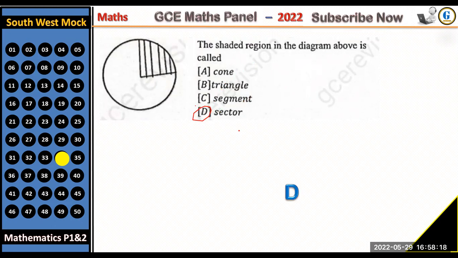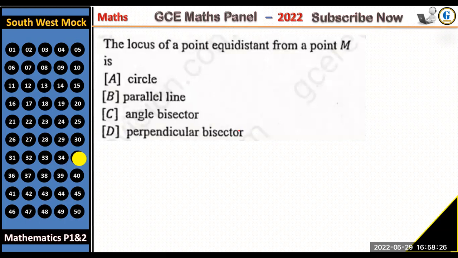Question 35. The locus of a point equidistant from a point M is, so the locus of any point that is equidistant from any other point M is a circle. That's the locus of a circle. A locus is just a set of points that define the path of any shape or figure you are plotting. So that's what is called the locus.